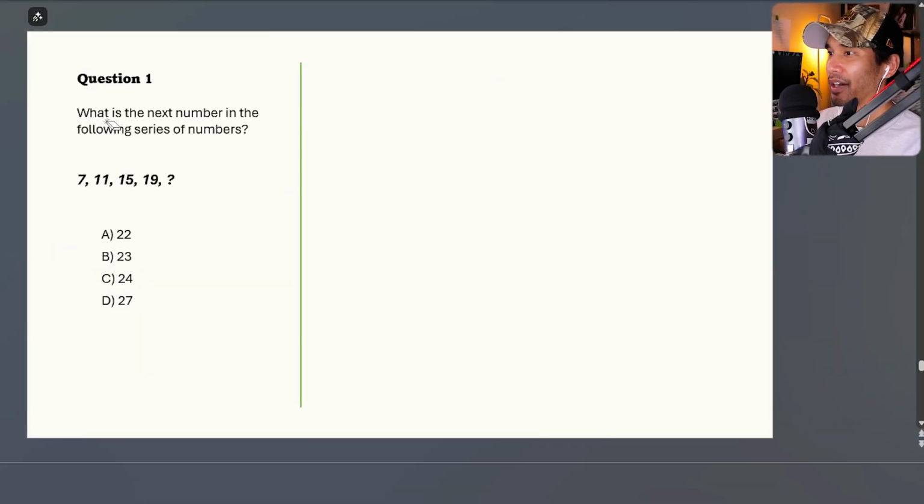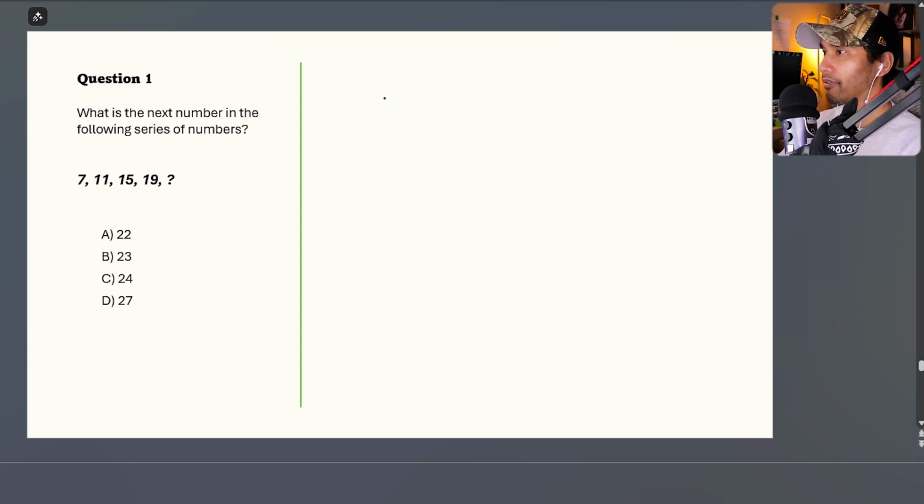Question 1. What is the next number in the following series of numbers? We have 7, 11, 15, and 19. I'm going to do this slowly, but this is an easy question, and you will have to do this fast. First thing I would do, no matter what, because we're going to have a screen in front of us when you're taking the tests, is write everything down. I'm not sure, maybe you'll have a written exam, but when I did the aptitude test, it was all electronic on a computer screen. It's better when I just write everything down. They're going to give you some scratch paper, and again, write everything down.